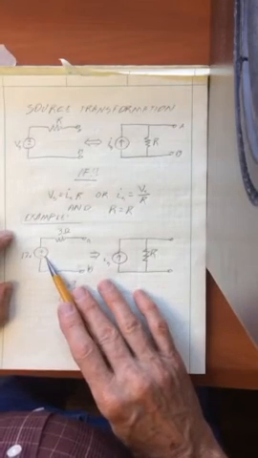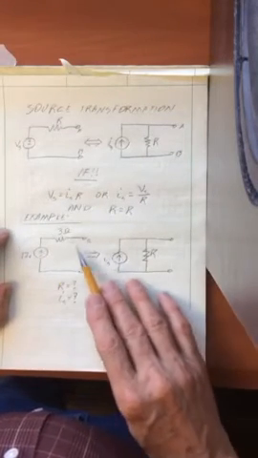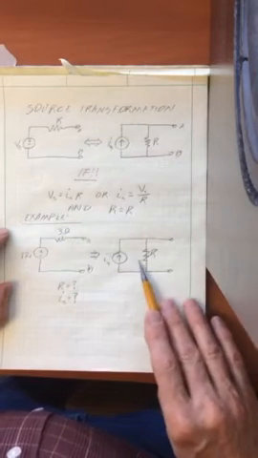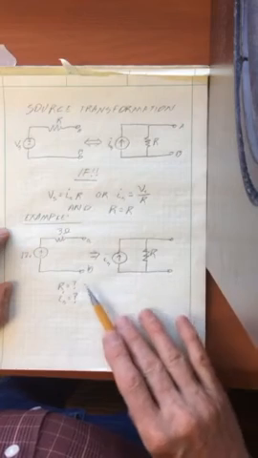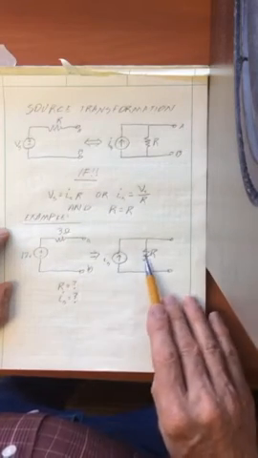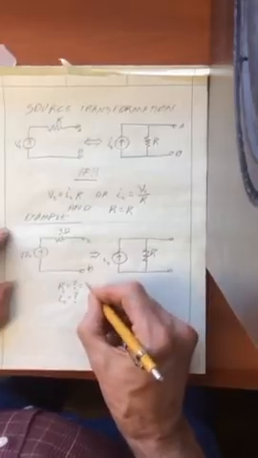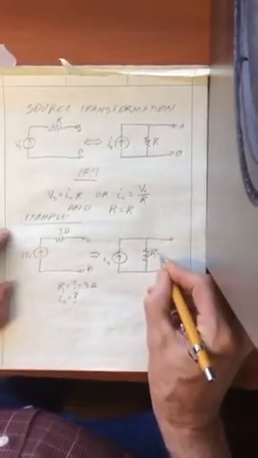We can convert that voltage source into a current source, put the resistor in parallel. The only question is, in this equivalent circuit, what's R and what's I sub S? Well, R is the easy part. It's going to be 3 ohms.